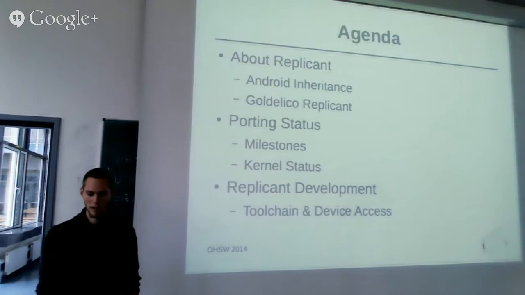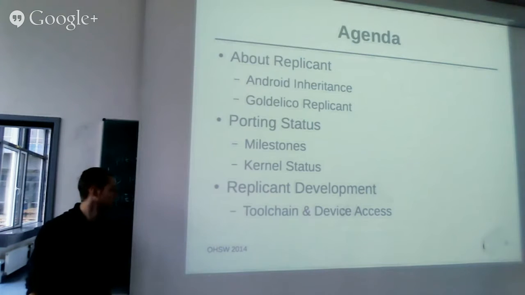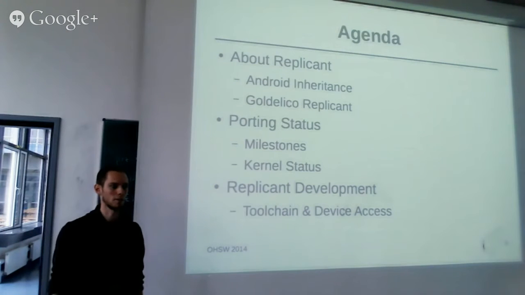In the second part, I'd like to present the status of the current project, like which features are already supported on the GTA04. And in the last part, I'd like to give a short introduction into how to develop for Replicant. Like a few easy steps for how you could compile it yourself and experiment with it.